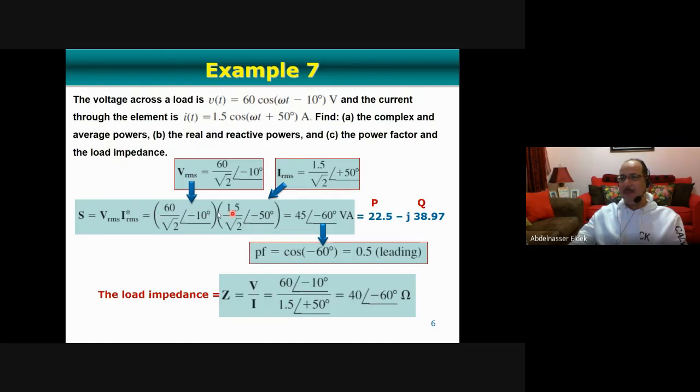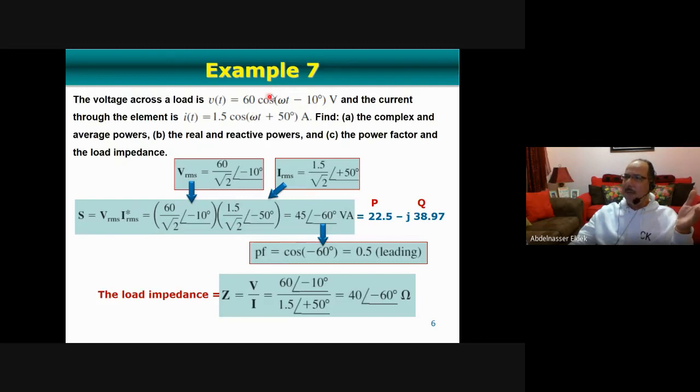Then you just multiply: 60 times 1.5 is 90, divided by 2 is 45, and the angle -10 minus 50 is -60. So this is S. This angle is the phase difference between V and I, and the cosine of this angle is the power factor. So to calculate the power factor, it is cosine of -60 degrees.